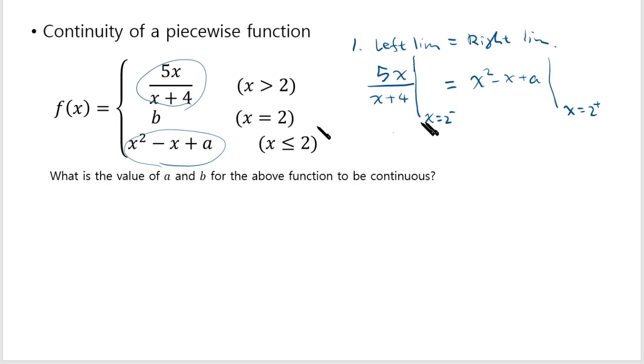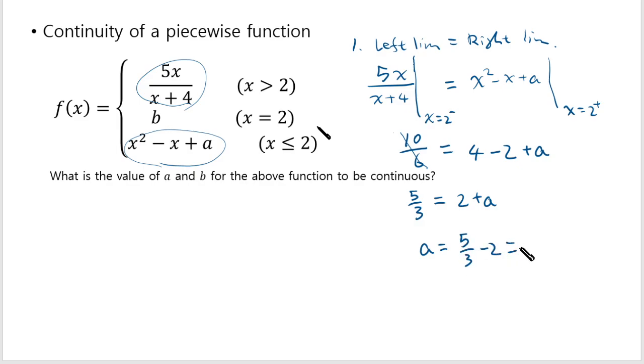Now if you do that, then you have 2 times 5, which is 10, over 2 plus 4, which is 6. That has to equal, when you plug in 2, that's 4, minus 2, plus a. So this simplifies to 5 over 3, whereas 4 minus 2 is 2 plus a, so a must be 5 over 3 minus 2, which is negative 1/3.